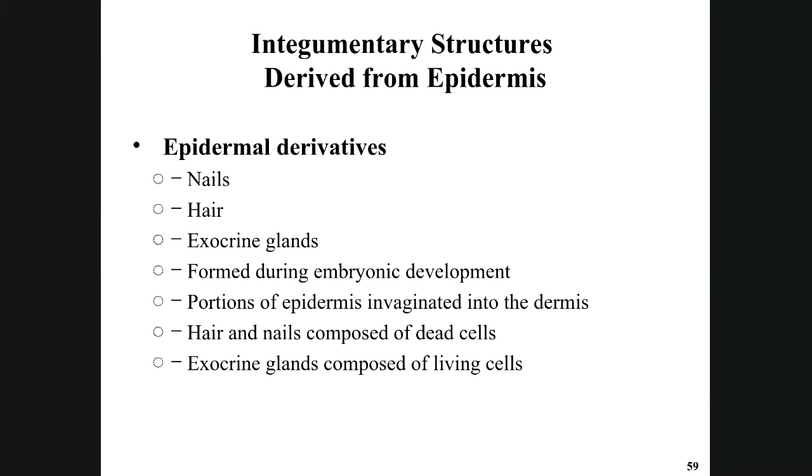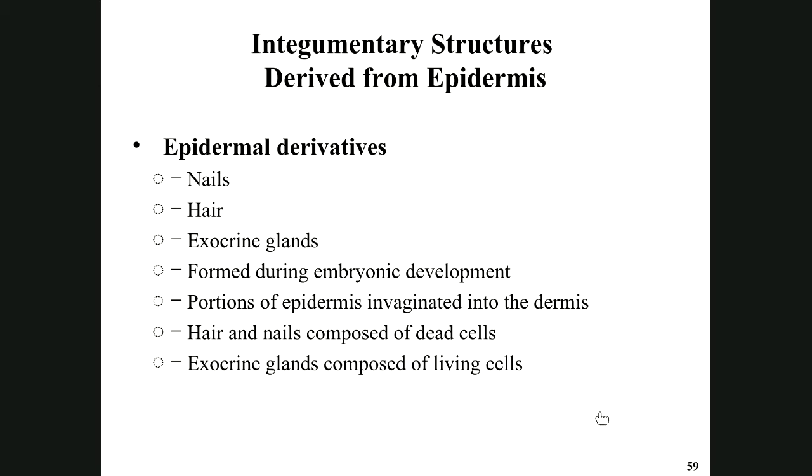In this part, I want to talk about the structures which are derived from the epidermis. The nail, hair, and exocrine glands of the skin, all of them are derived from the epidermis. These structures are also known as epidermal derivatives or epidermal appendages of the integument. They form during embryonic development as a portion of the epidermis invaginates into the dermis. Both nails and hairs are composed of dead keratinocytes, and the exocrine glands are composed of living cells.